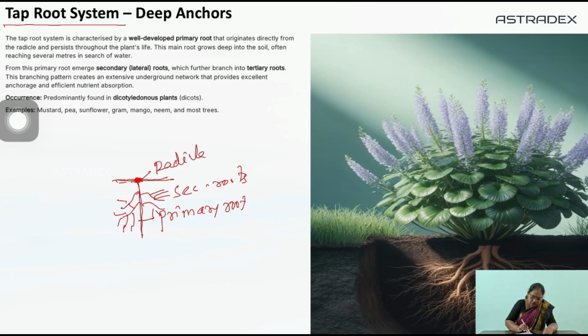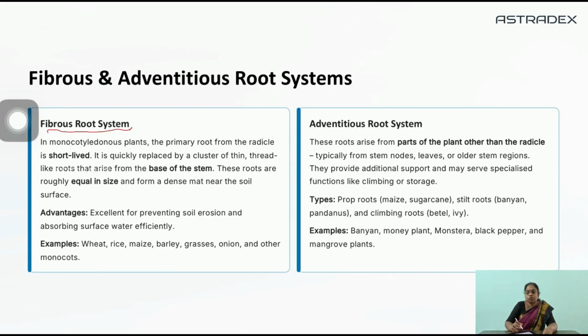And then fibrous root system. In the fibrous root system, the primary root is short-lived. The first formed root from the radicle is the primary root. This primary root is short-lived, and then it is replaced by a cluster of thin thread-like roots arising from the base of the stem. So this is the radicle. This is the primary root.